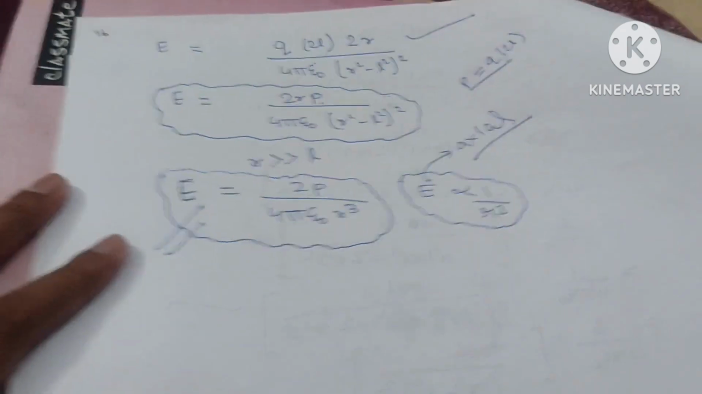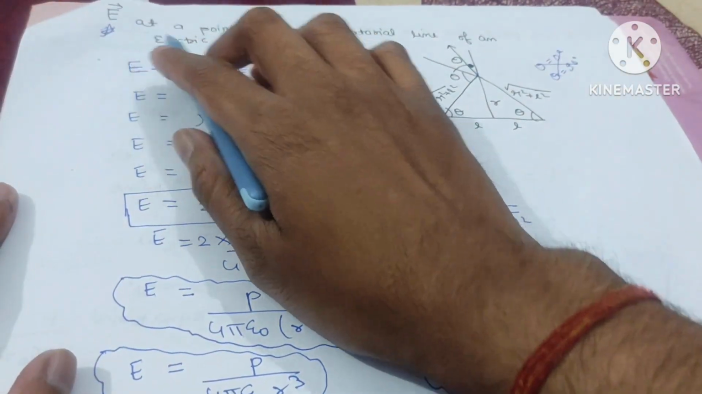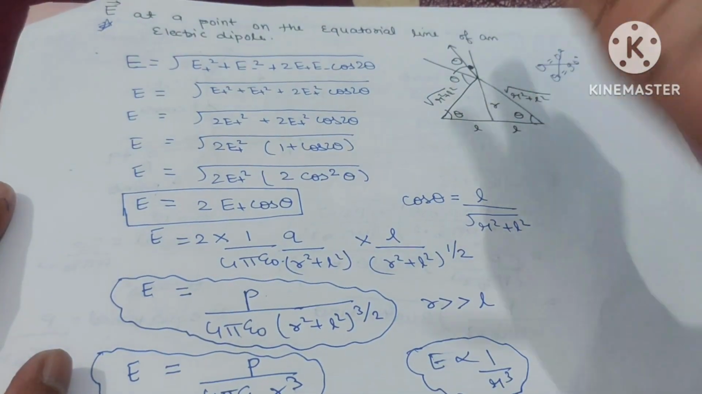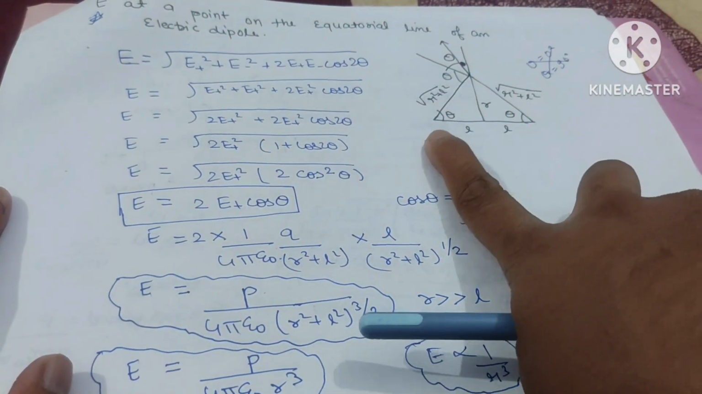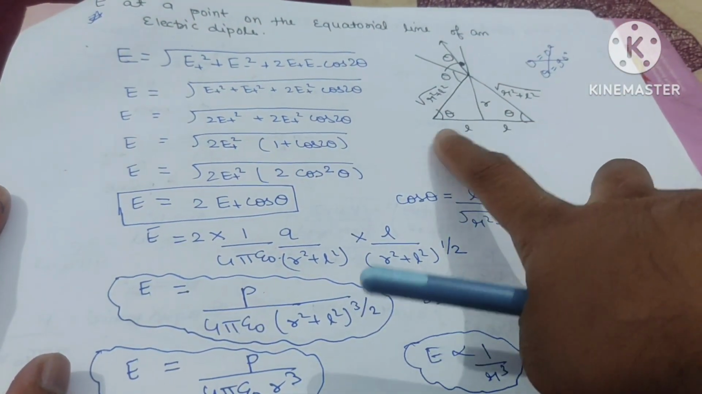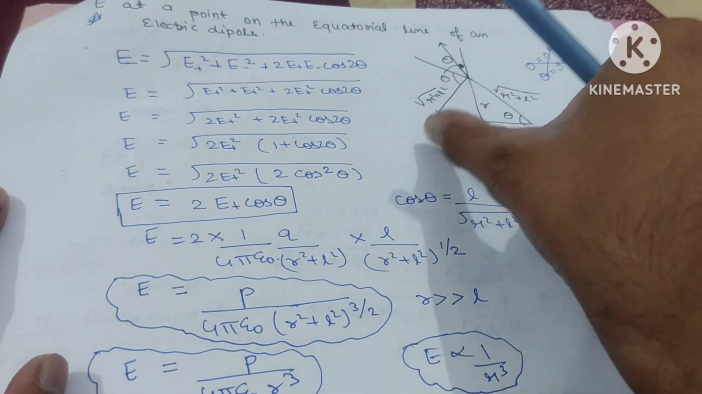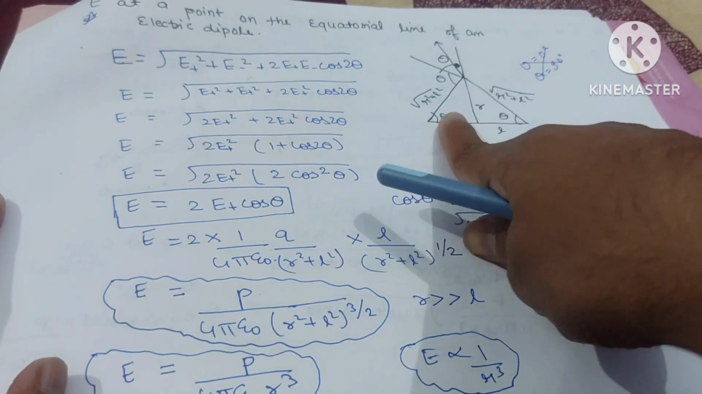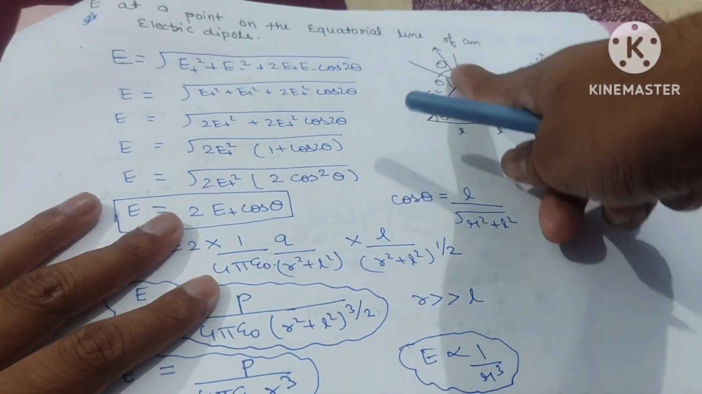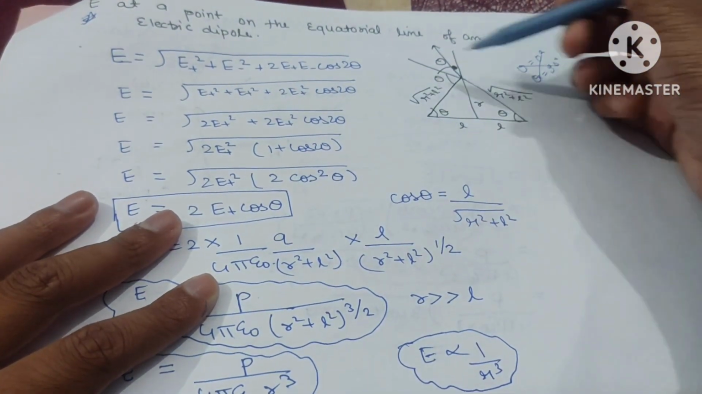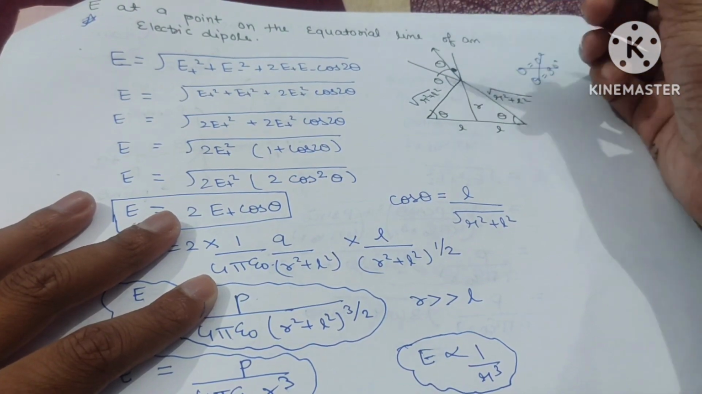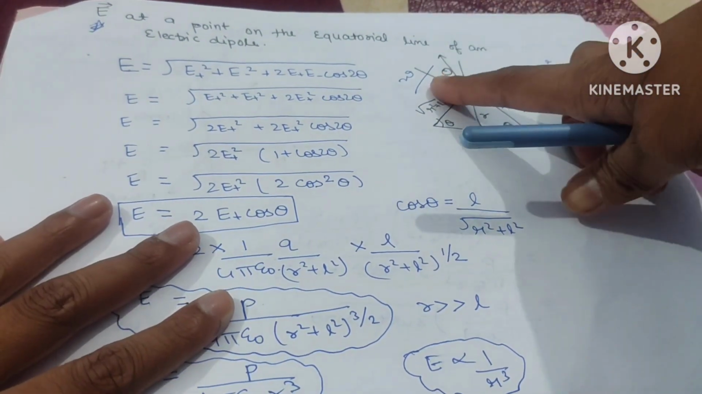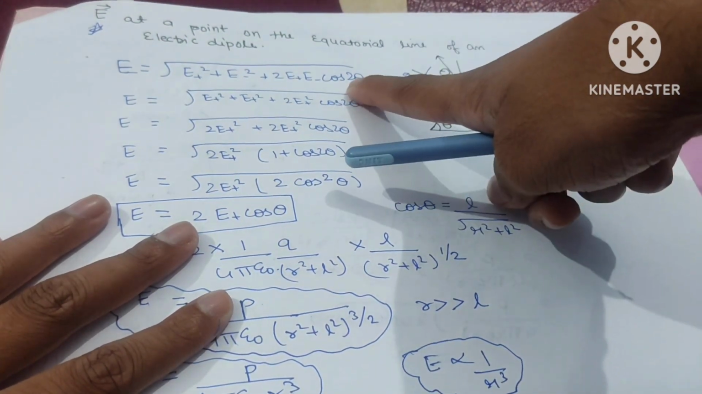Thank you. Hello friends, today we'll learn the electric field at a point on the equatorial line of an electric dipole. So here we go. Take a figure like 2l, which is the distance in the dipole. We split it into l and l, with the angle theta. We extend it, we have theta here and theta here, so here it is 2 theta. We add the theta, so it becomes 2 theta. That's why we use 2 theta in the formula.